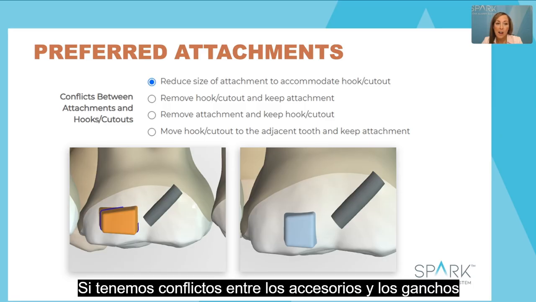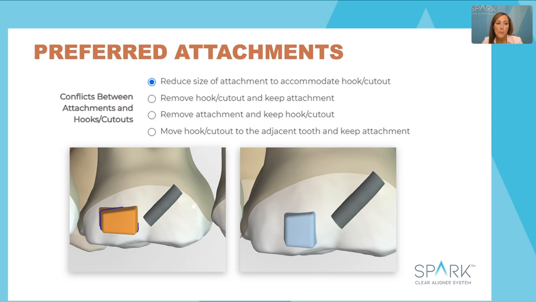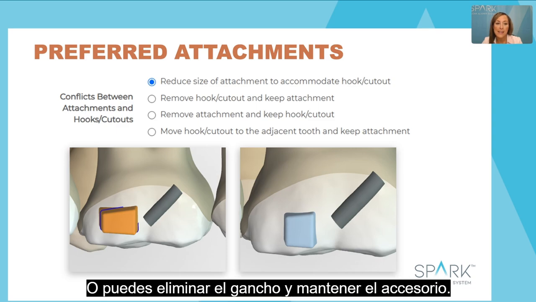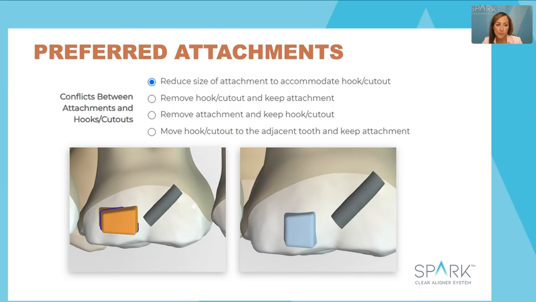If we happen to have conflicts between attachments and hooks, it will be indicated by an orange attachment. This is because you have a collision, or you don't have enough space to have two different features on the same tooth. If this is the case, you have a decision to make. Your first option, or the default, is to reduce the size of the attachment to accommodate the hook and the cutout, or you can remove the hook and keep the attachment, or remove the attachment and keep the hook.